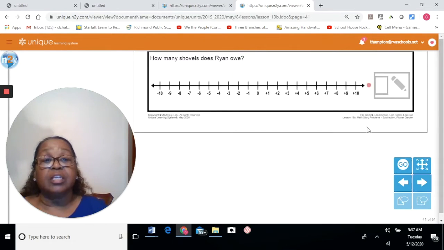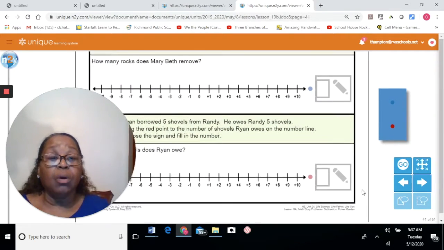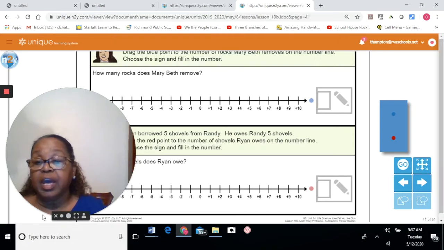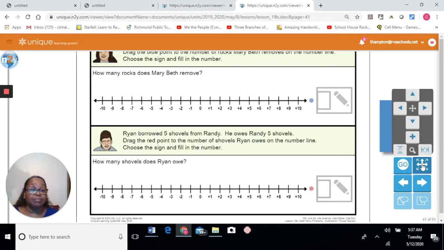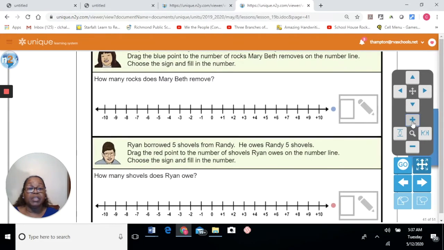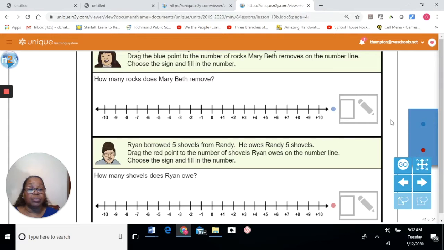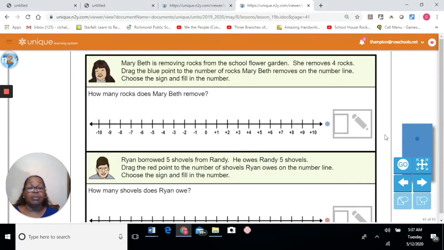Let's do some practice. We did this before. This is part 2, so let's do this again. I'm going to make myself smaller and make the number line a little bit bigger so that you can see it and we understand what's going on. It's a word problem. Let's read what it says. Mary Beth is removing rocks from the school flower garden. She removes 4 rocks.